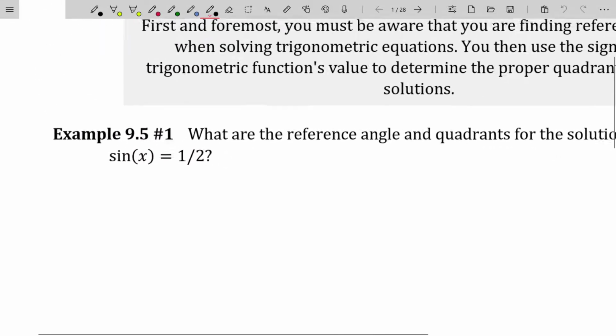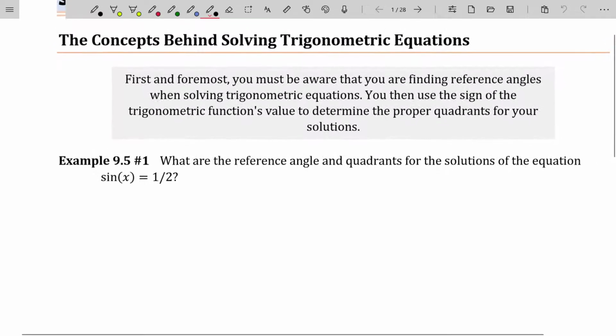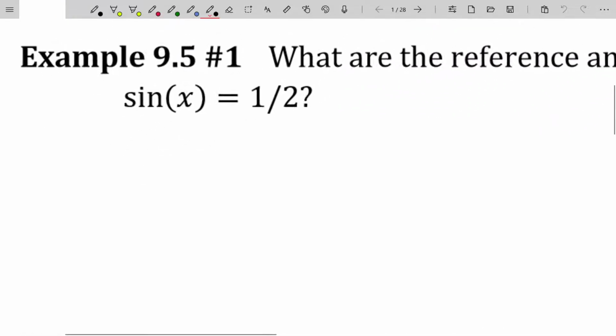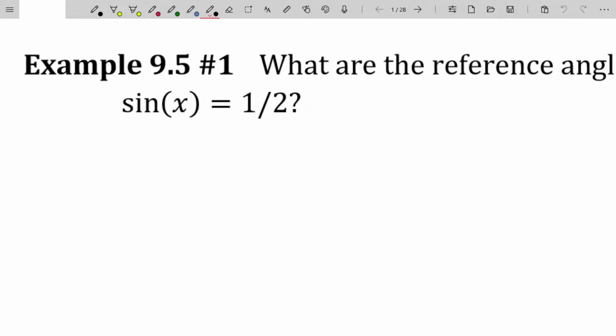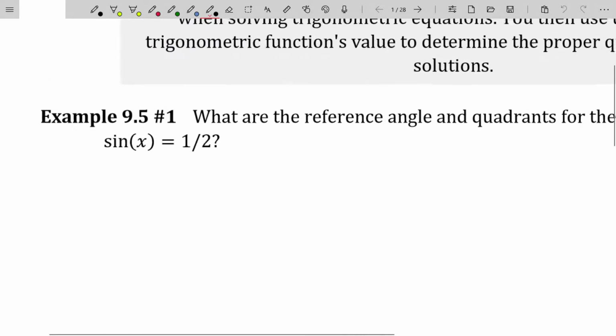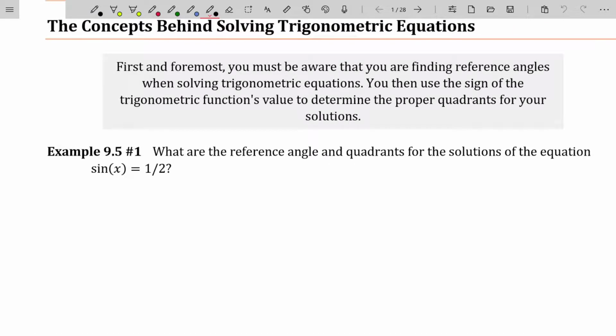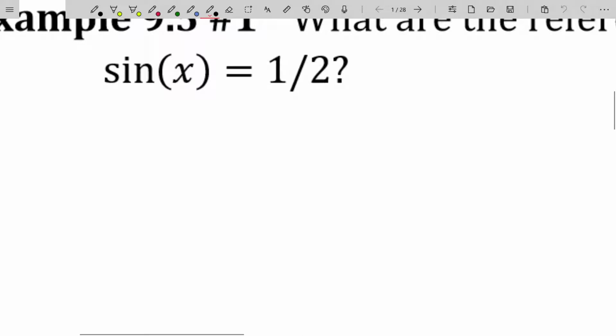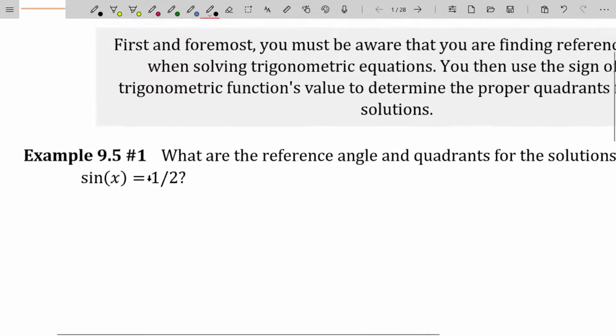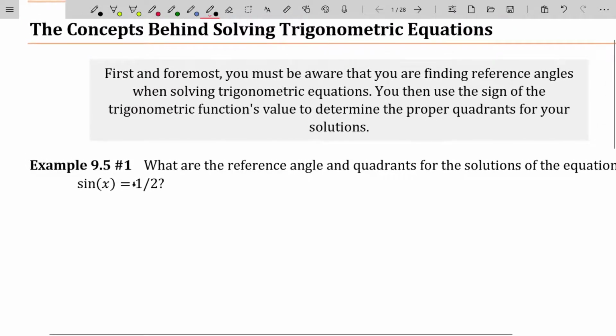When you solve an equation like that, you're not actually just finding one angle, you're finding an infinite number of them. You don't want to waste your time hunting down all the values of angles that would satisfy this. Instead, you're looking for just a reference angle at first. You then use the sign of the trig function's value, in this case positive, to tell yourself what quadrants your solutions are going to lie within.